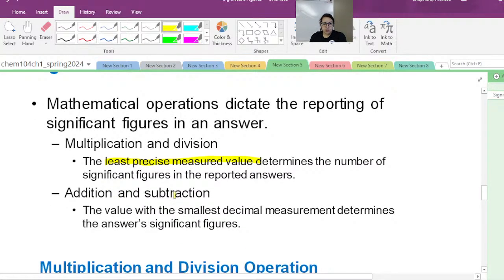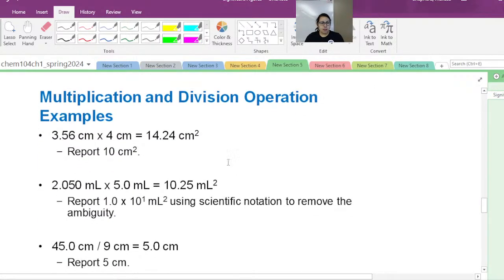And then with addition and subtraction, it matters how many places are reported after the decimal. So the value with the smallest decimal measurement determines your sig figs. And again, we'll do that. All right, so let's try these examples. And this helps us see why sig figs are important. So we're looking at this first one: 3.56 times 4 centimeters. So how many sig figs are in 3.56?